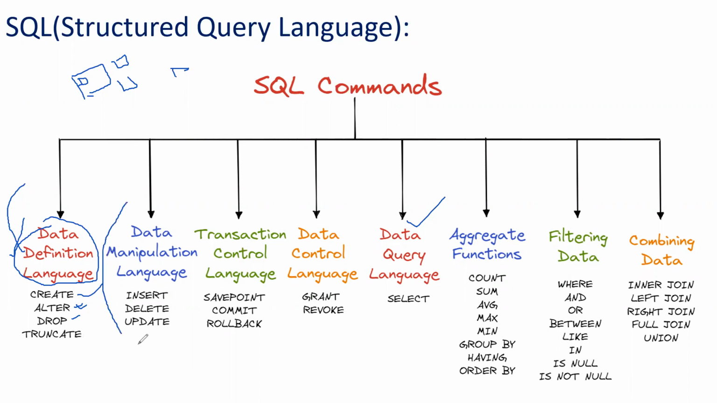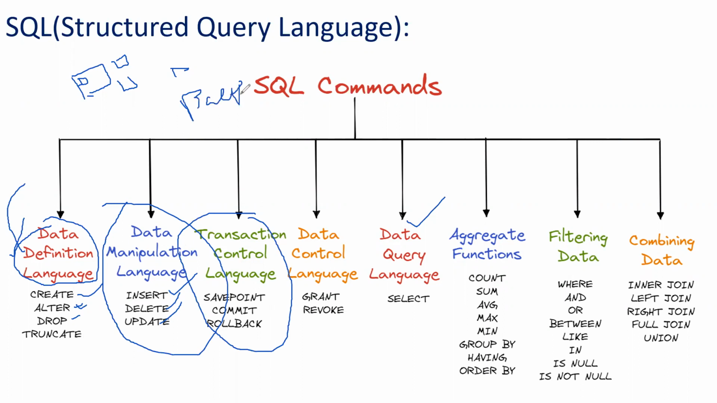And we are going to manipulate the data. How can we manipulate the data? By inserting, deleting, updating. Then we have transaction control language, meaning for the backup purpose. There we can use savepoint, commit, rollback, all these things. And data control, I already told you. If you want to grant the access, or if you want to revoke, then we can use data control language.